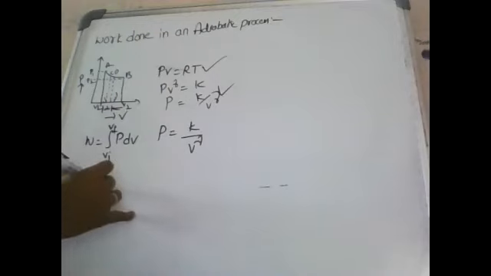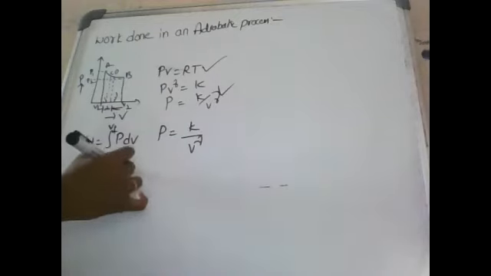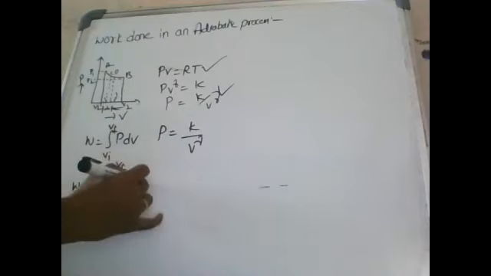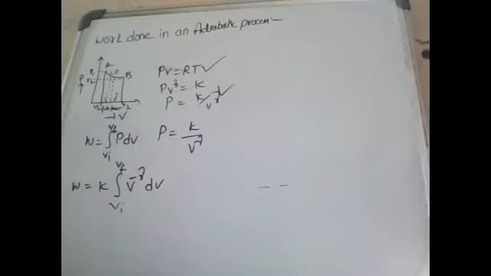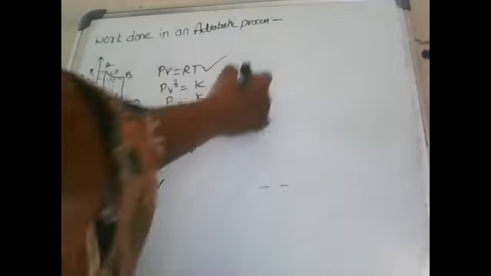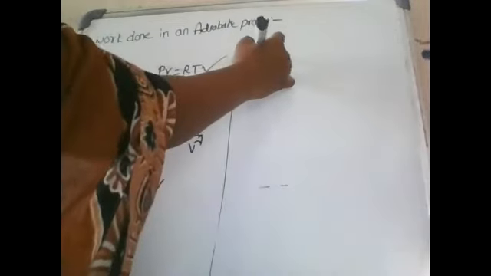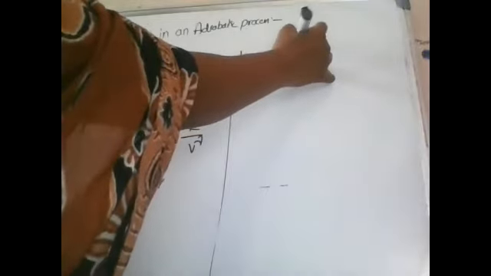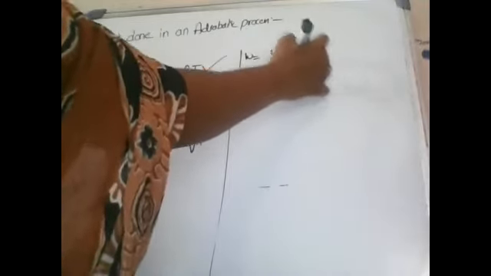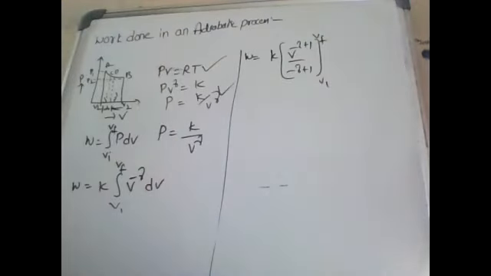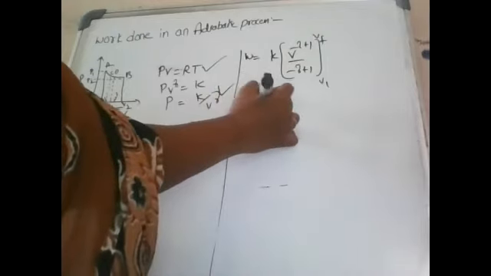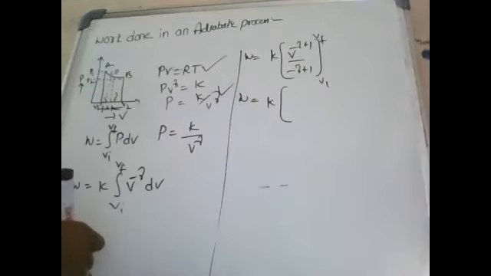So W equal to K, which is constant, integration V initial to V final of 1 by V power gamma, I am writing V power minus gamma into dV. Already we know that the integration of x power n dx is x power n plus 1 by n plus 1. So here W equal to K, V power minus gamma plus 1 by minus gamma plus 1, from Vi to Vf, initial to final. Next, W equal to K into upper limit minus lower limit.